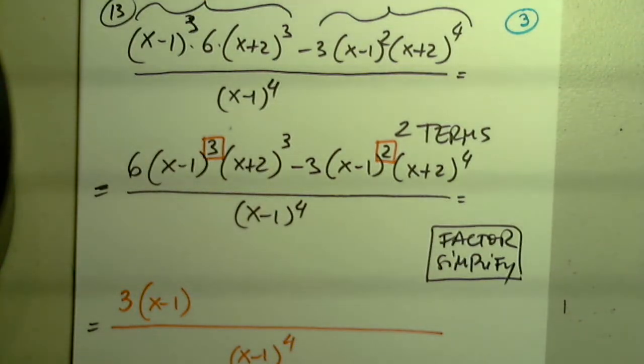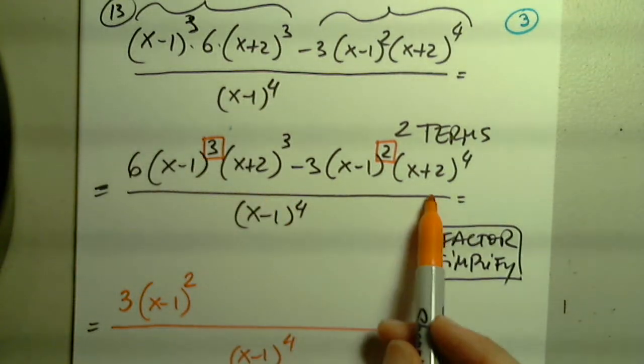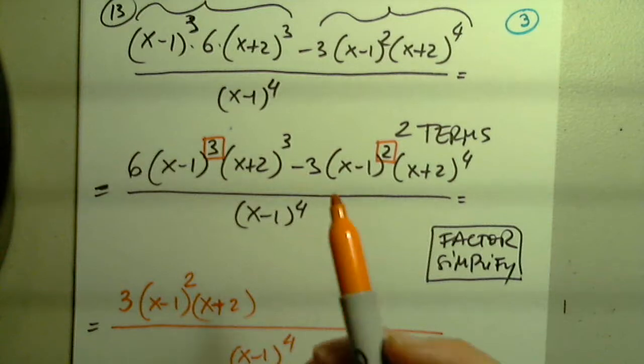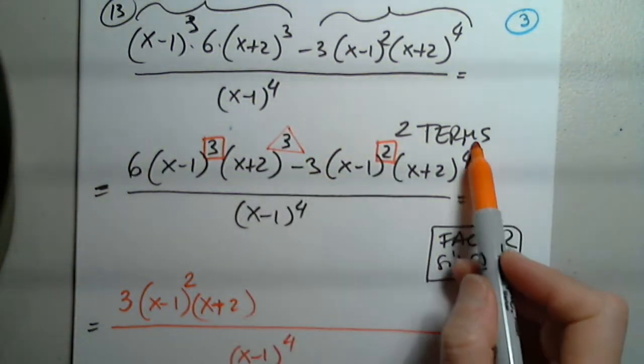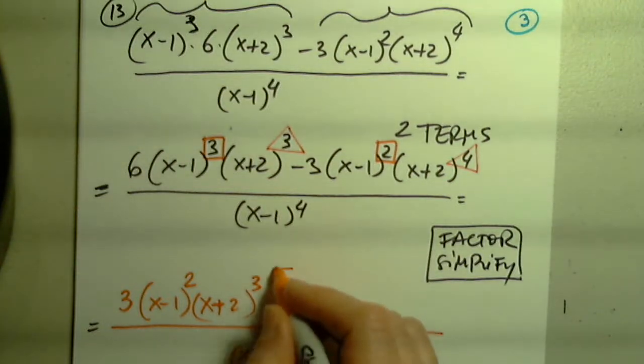Which one? Second power. Good, awesome. And then we have x plus 2 also. Awesome. To which power? And we have 3 or 4? 3. Yes, always the smallest of the 2.